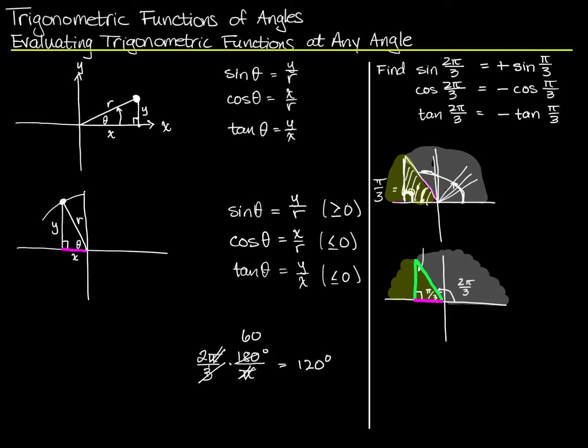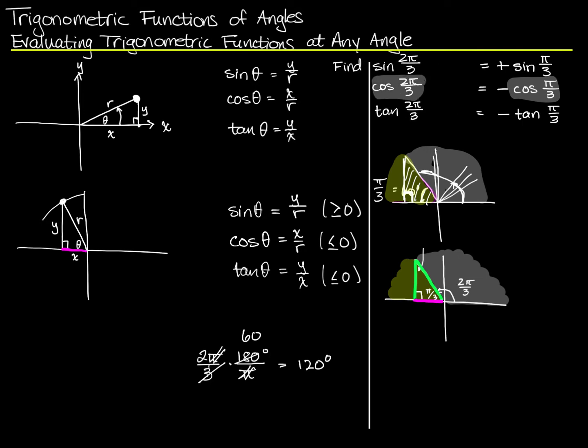So the statement that I made earlier, that the cosine of 2 pi over 3 was the same as the cosine of pi over 3, was only partially true. The numerical part of it will be the same. This part and this part will have the same numerical value, but because the angle 2 pi over 3 is in quadrant 2, it will be negative. The value will be negative.